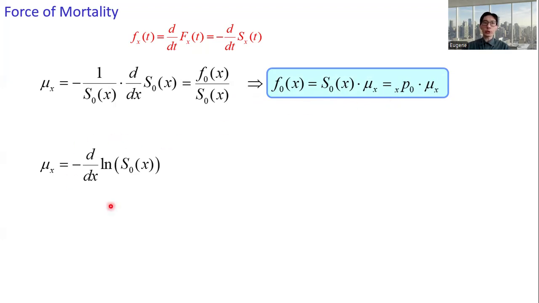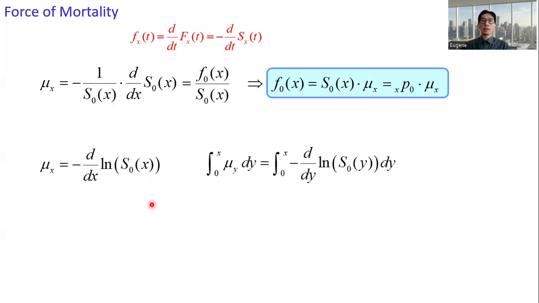And then for the second expression, we would like to develop a formula for finding xp0 given the force of mortality. Take the integration on both sides, and then we further simplify the right-hand side. The right-hand side can be evaluated as the negative of the natural log of S0(x) plus the natural log of S0 at 0. From the properties of a survival function, S0 at 0 is 1.